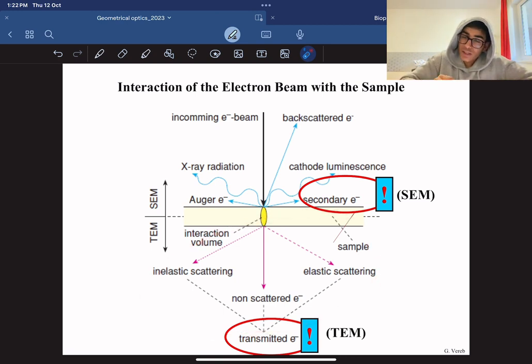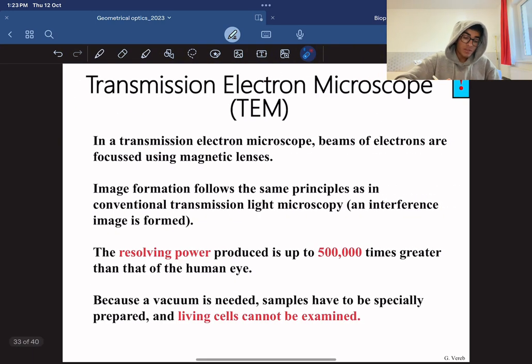The parts where the hand goes through are the scattered electrons. The screen over here picks up on it. At this region, the electron has come straight through without losing energy. At this region, it has lost some energy. So using all this information, it forms a clear, crisp 3D image. TEM forms 3D images, but SEM forms 2D images.